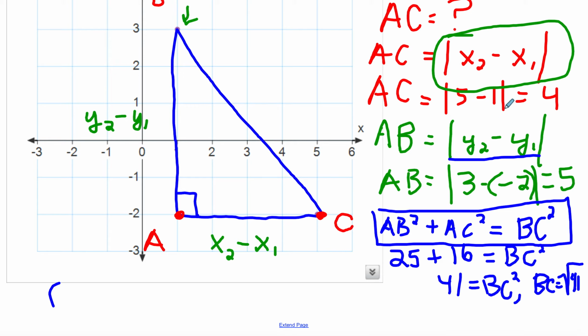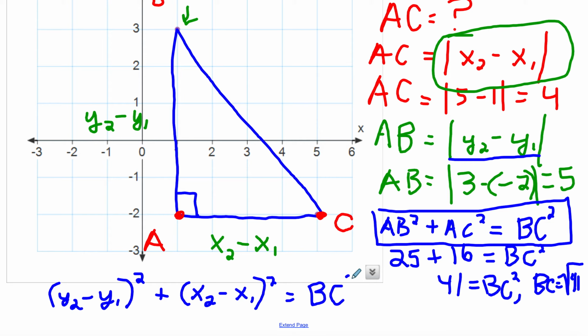So if I plug in y2 minus y1 for AB, that's y2 minus y1 squared plus x2 minus x1 squared, because remember, AC, right here, we have AC squared. AC here is the same as x2 minus x1, so I just replaced AC with x2 minus x1 squared equals BC squared.